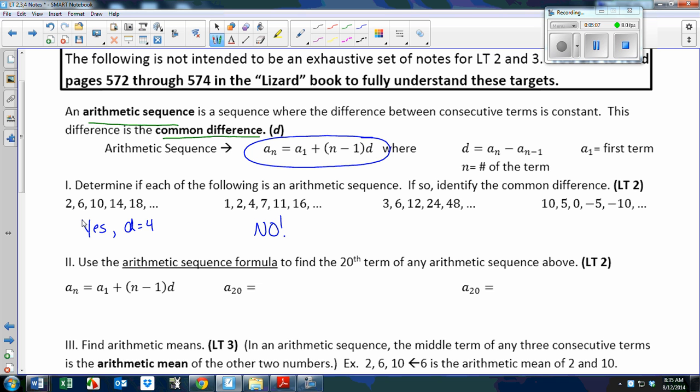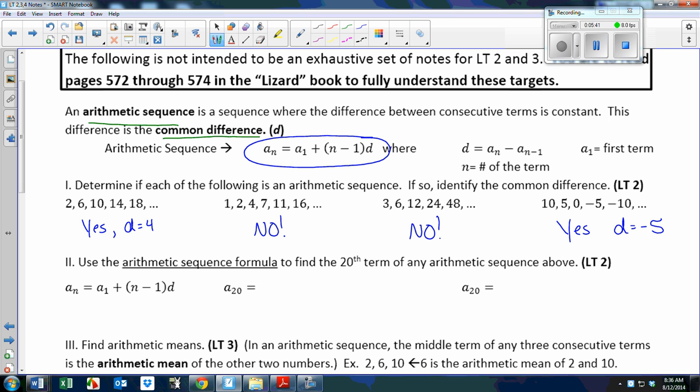The next one, 3, 6, 12, 24, pattern is times 2, times 2, times 2. That's not arithmetic. A little glimpse into learning target 5 after the quiz. That's called geometric. Geometric patterns are times 2, times 2, times 2, multiplication pattern. Okay? And then the last one. Yes, it is arithmetic. The d is minus 5, negative 5. It's adding a negative, which you would just probably associate with subtract.